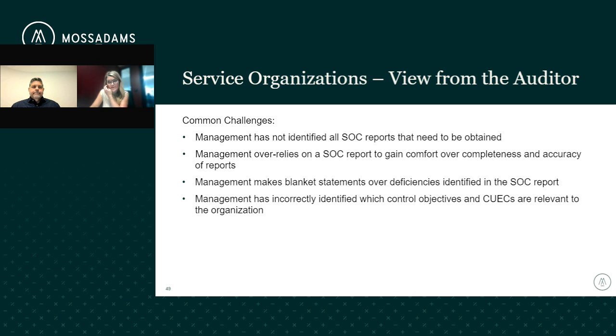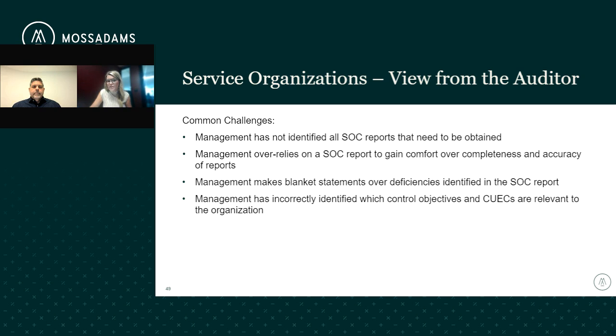Common challenges that we see related to the use of SOC reports. First is that management has not identified all of the SOC reports that need to be obtained. I think that's either because a company like ADP uses many different products, and each of those products may issue an individual SOC report, and management is just maybe unaware that different reports need to be obtained for different products.